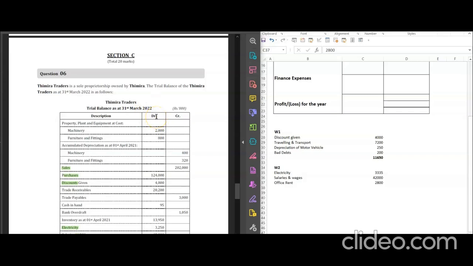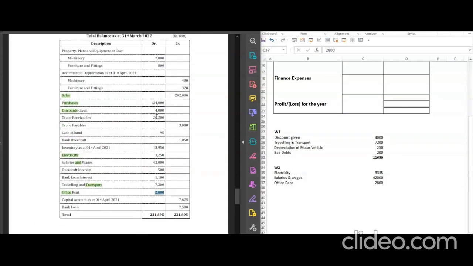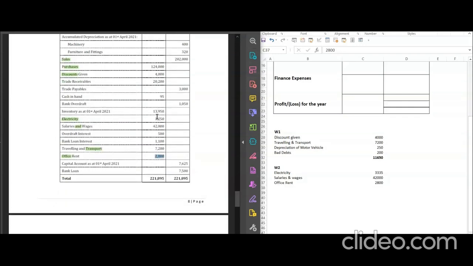So in this case, if your trial balance is included with the prepayment, you have to remove that from the total balance and you have to transfer it to the next respective months. That means April and May. So here office rent 2,800. What we have to do is deduct 2 months rent, that is 200,000 per month. So 2 months is 400,000. So your rent expense will be 2,400. After that, your adjustments are done now.